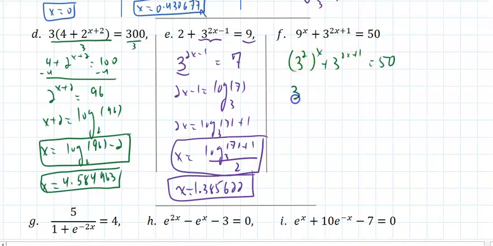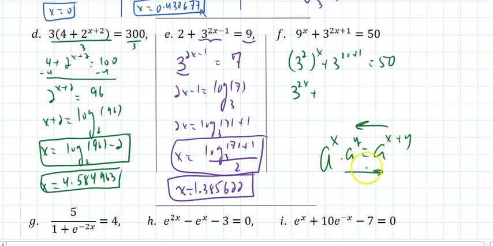And this will be 3 to the 2x plus, and here's the catch. If I said take a to the x times a to the y, isn't that a to the x plus y? If I go right to left, I could go, if I go left to right, I go right to left. If I have a to the x plus y, can't I say that that's a to the x times a to the y? We're not used to that. Can't I say this is 3 to the 2x times 3 to the 1?